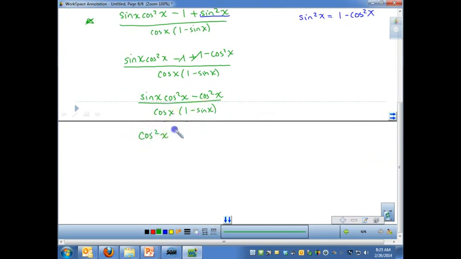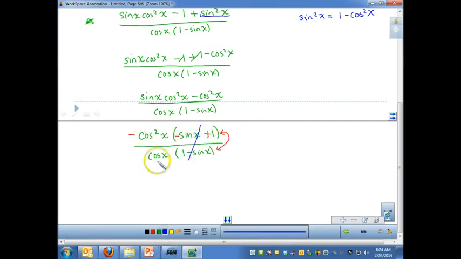So cosine squared of x times the sine of x minus 1, all over cosine of x times 1 minus sine of x. Aha. Now, see how these two look very similar, but they're backwards. So we're going to go ahead and factor out a negative, and if I take a negative out of here, that's going to turn that negative, that negative, that positive, and see that now these two match. It's 1 minus the sine of x. So those two will cancel.